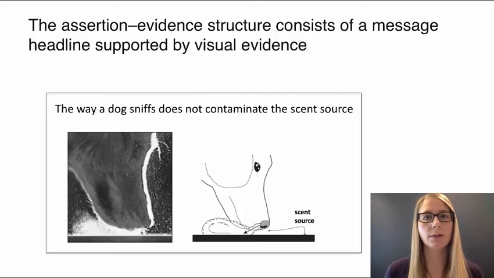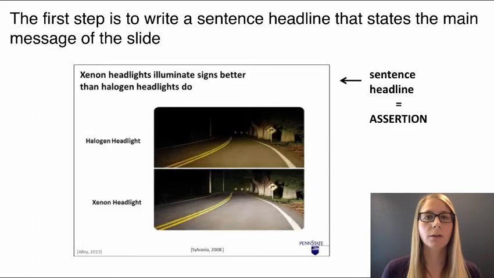So getting into the assertion evidence approach specifically, what we're looking for is a slide that contains a message headline and then visual evidence below it that's supporting that message. So in the example on this slide, the photos of the dog are the visual evidence, and then the sentence at the top is the message headline, or the assertion. So when you're implementing the assertion evidence approach, the first step is to write out your sentence headline.